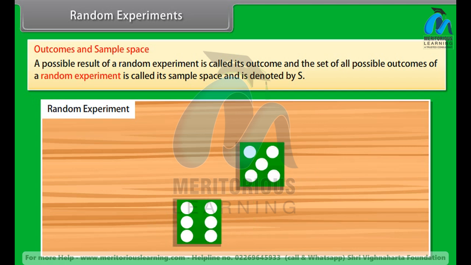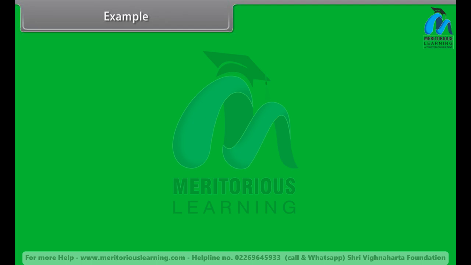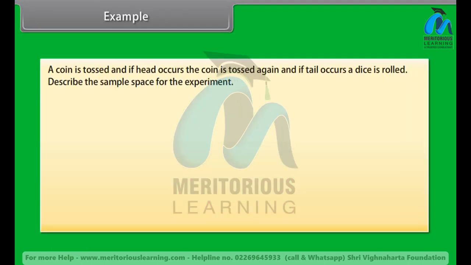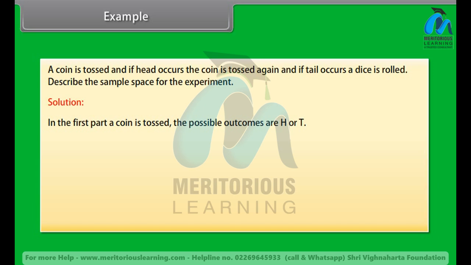called random experiments. Example. A coin is tossed, and if head occurs, the coin is tossed again, and if tail occurs, a dice is rolled. Describe the sample space of the experiment. Solution. In the first part, a coin is tossed. The possible outcomes are head or tail.